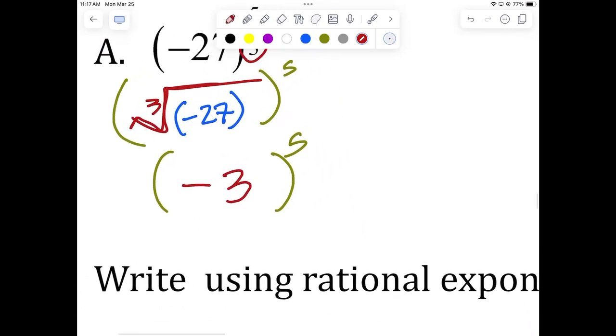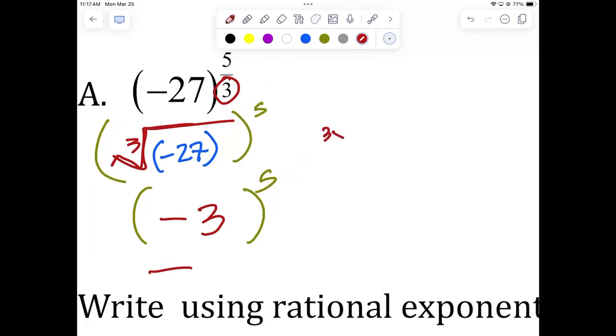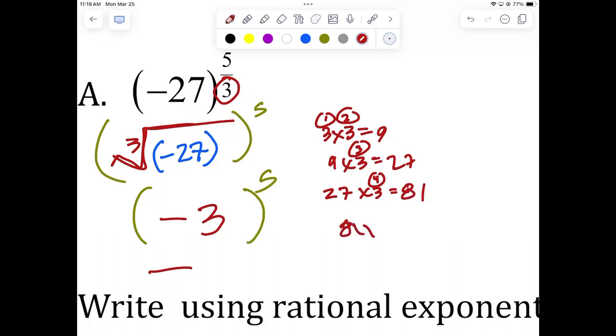All right, now I've made the problem a lot more manageable. What's negative 3 to the 5th? First things first, is it going to be positive or negative? It's going to be negative because I have an odd power. Now I can at least go off to the side and say 3 times 3 is 9. There's 2 of them. And then 9 times 3, there's another one, that's 27. There's my third one. 27 times 3. There's the fourth one. That's going to be 81. And then 81 times 3. There's the fifth one, is 243.